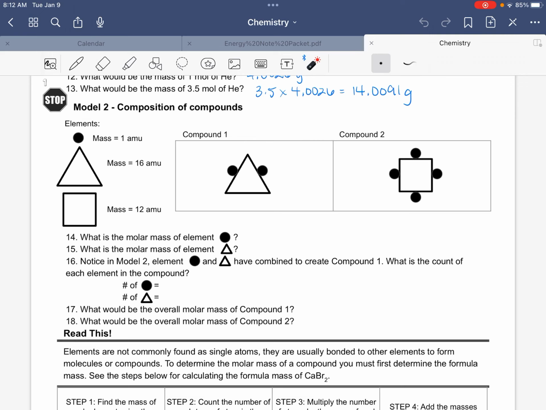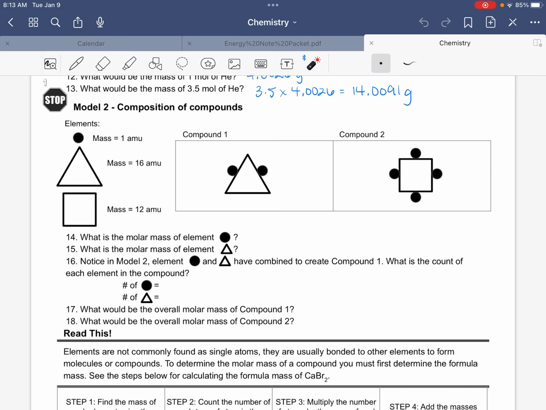So here in Model 2, we have the composition of compounds. Over here, we have our different elements. I have the dark small circle. It has a mass of 1 AMU. So this would be like a single atom if we were comparing this to our elements on the periodic table. We have our triangle. It has a mass of 16 AMU. So this is the mass of a single atom of a triangle. AMU just means atomic mass unit. And then we have the square that has a mass of 12 AMU.